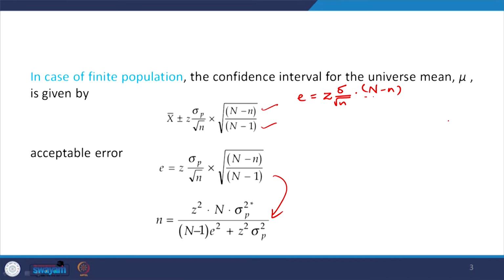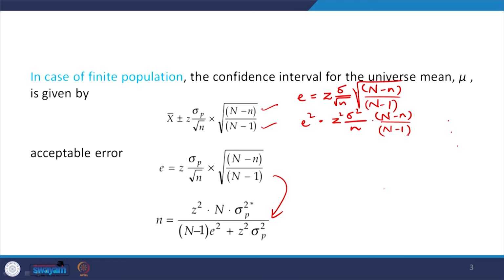Now, this is N minus n over n minus 1, under a square root. So, I have taken the squaring of all those things. You can follow by squaring this: z squared equals E squared over sigma squared times n, multiplied by capital N minus n divided by N minus 1.